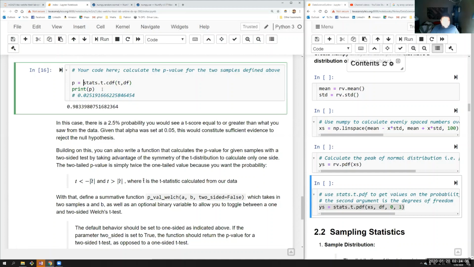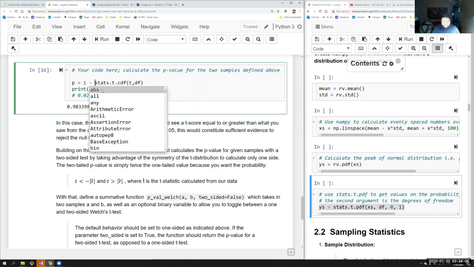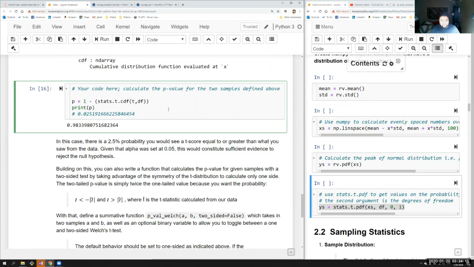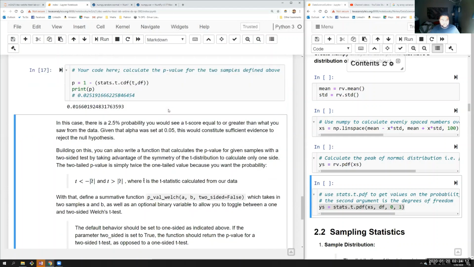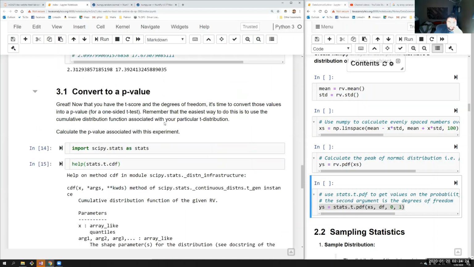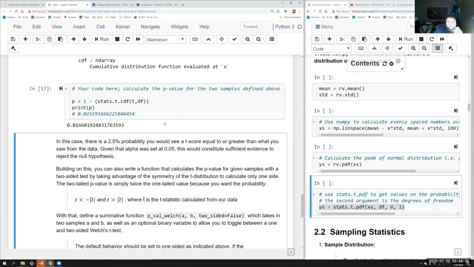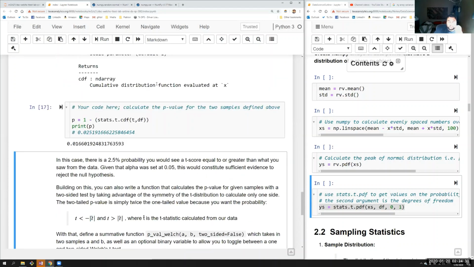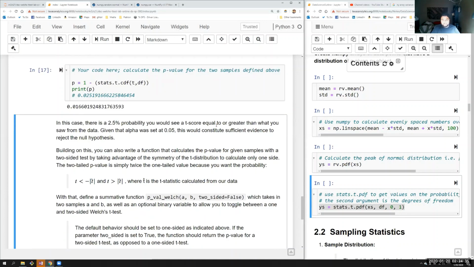Oh, 1 minus, because that's a CDF. Remember, that's telling us how many values are up to that t. So we do 1 minus, and maybe that's right. I don't know. Again, we're seeing that variation. I'm just going to assume that that's correct. Now, this is only 2.5% probability. I'm seeing 1.6. Maybe I'm doing it wrong. But anyways, you would see a t-score equal to or greater than what you saw from the data.